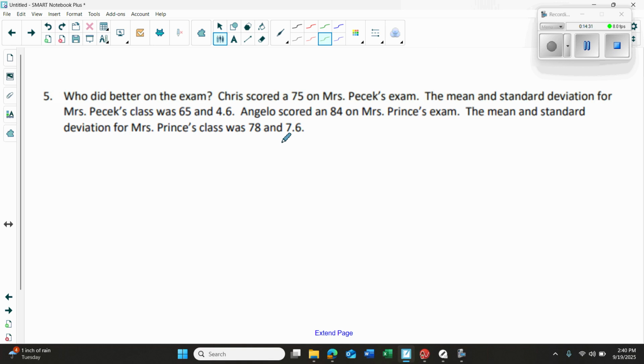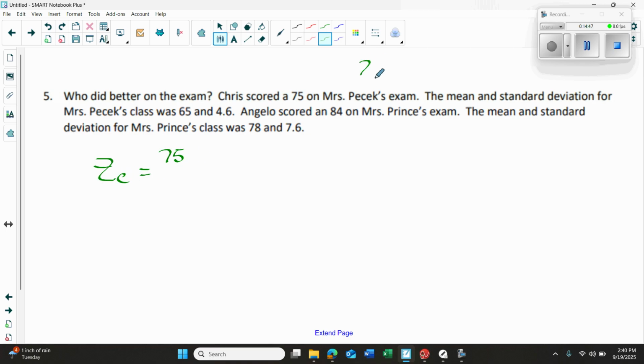Well, you actually calculate two z-scores. The reason is that we're dealing with different means and standard deviations, so we want to see how well, relatively, Chris and Angela did. Let's start with Chris. Z-score for Chris: he scored a 75.